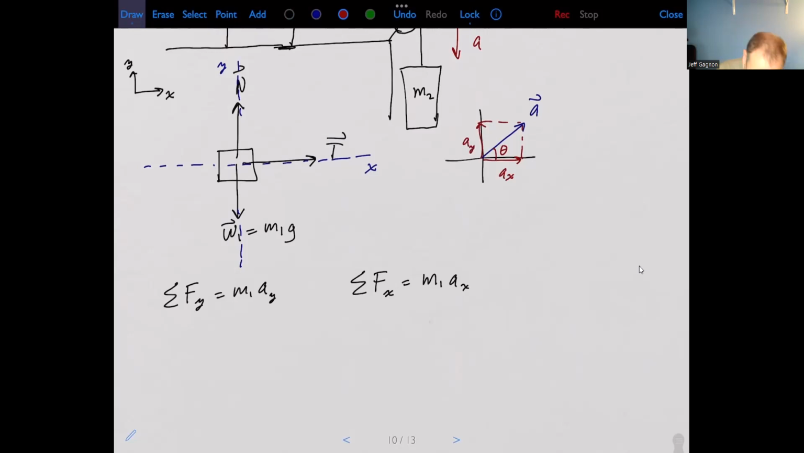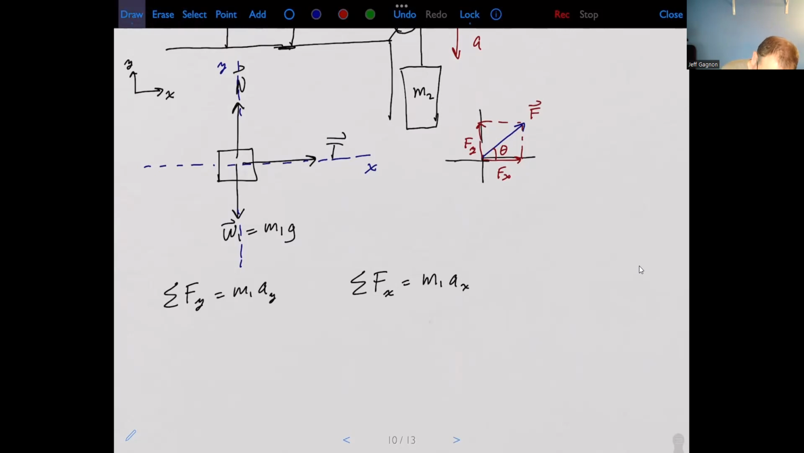Right? Or actually, let's not call it A, because that's going to remind you of acceleration. Let's call it F, because it's really a force. So we'd have to find Fx and Fy. And how do we do that? Well, we'd have to use trig, right? So Fx would be F times cosine of theta. Fy would be F times sine of theta, right? We could find the components.